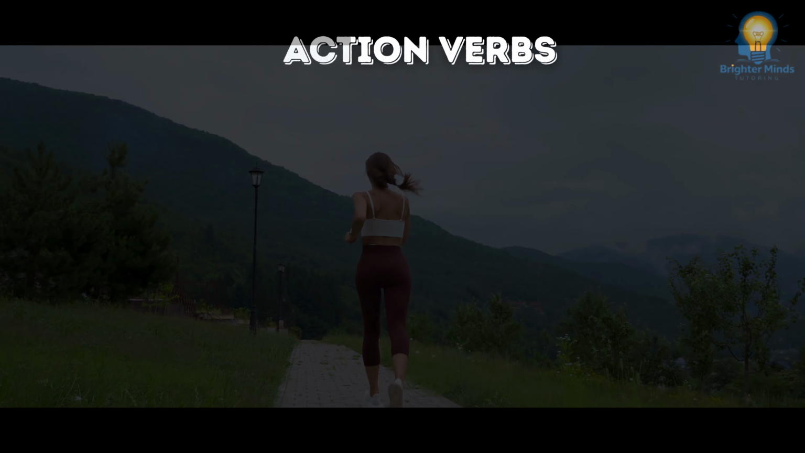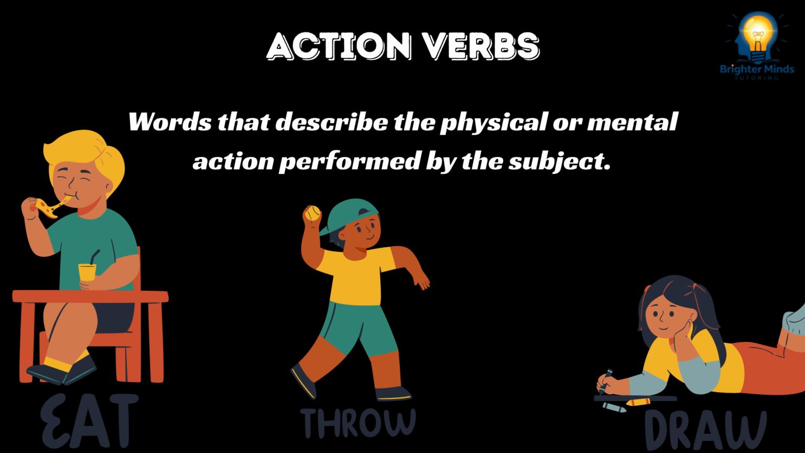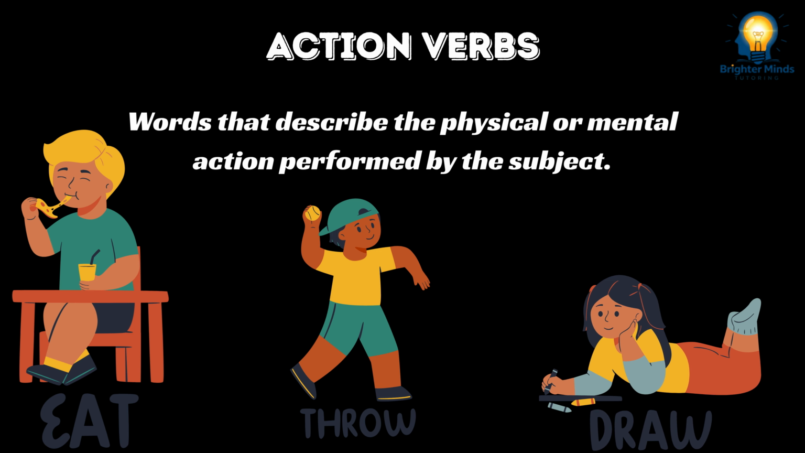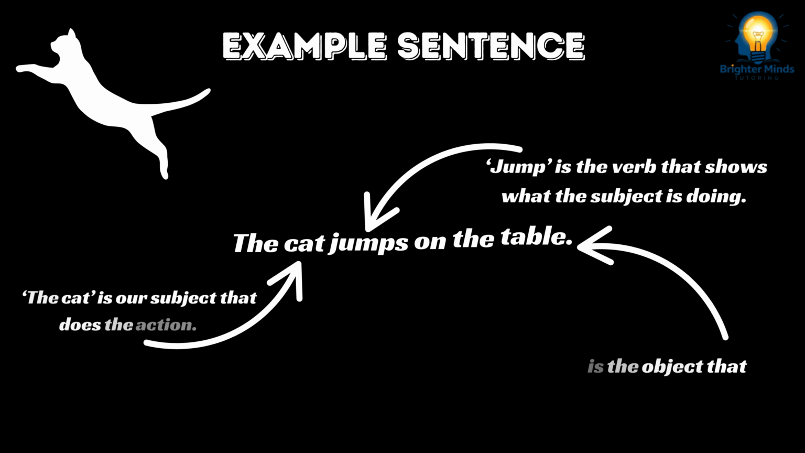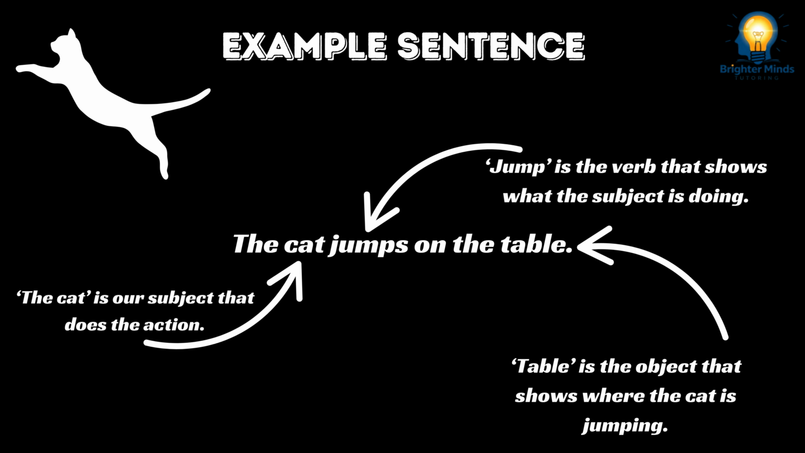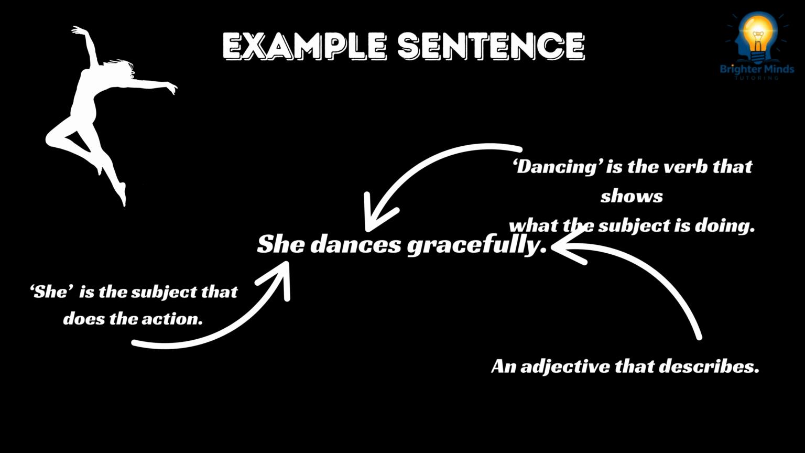These are the words that show what someone or something does. There are two kinds of action verbs, physical actions and mental actions. Physical action verbs are easy to spot because you can see them happening. Examples include run, jump, play, sing, write, cook, dance, and even swim. For instance, the cat jumps on the table. The action you see is jumping. Another example is she dances gracefully. Here, dance is the verb showing the action.